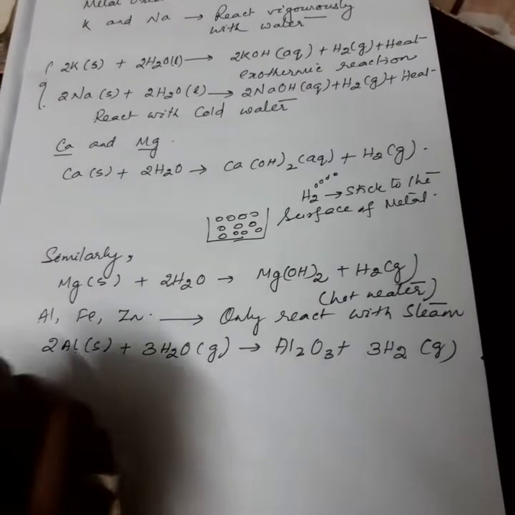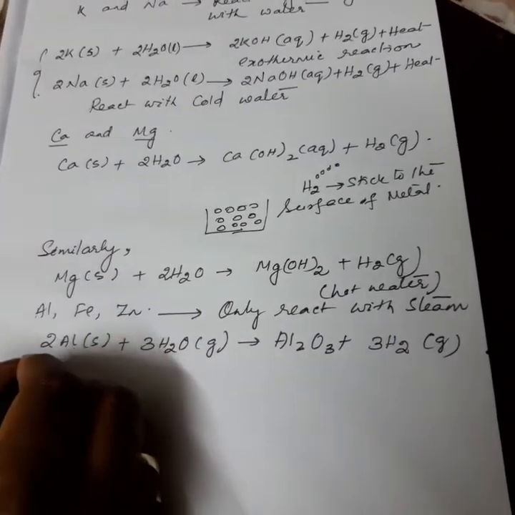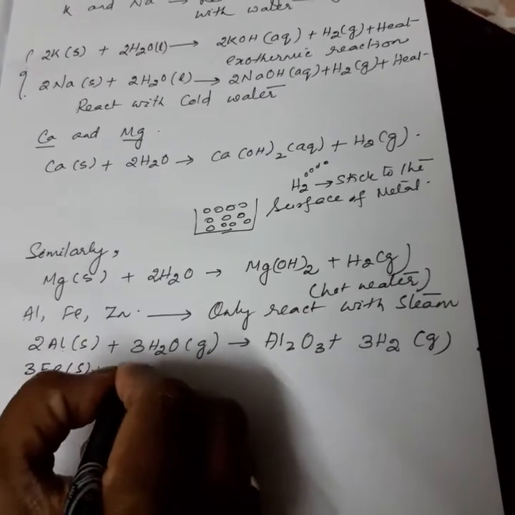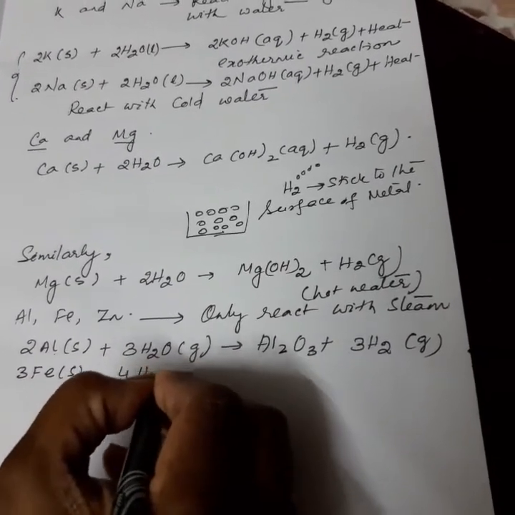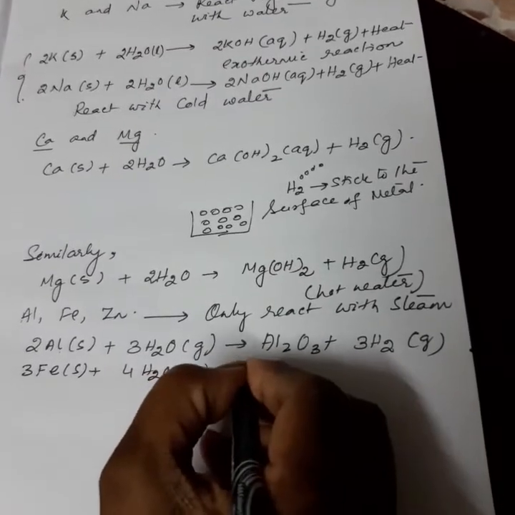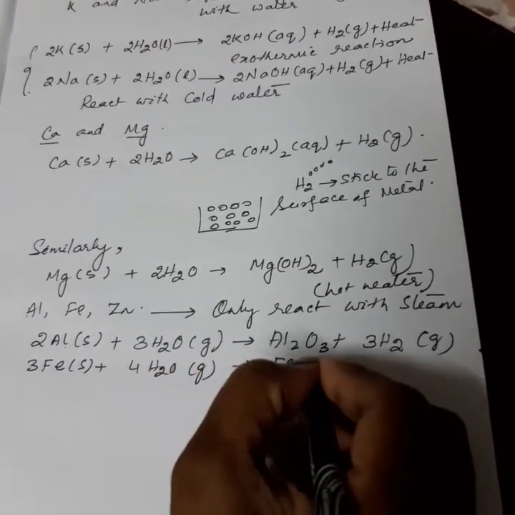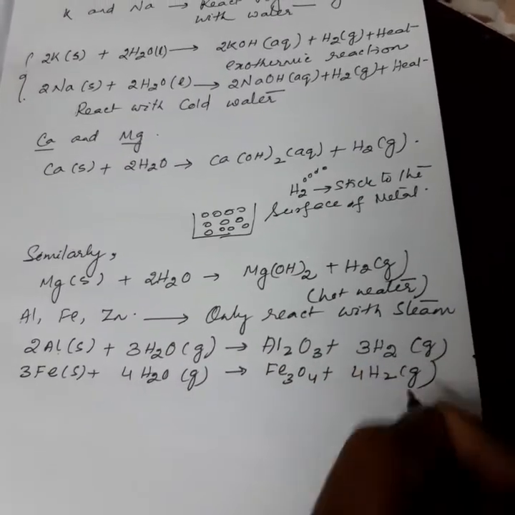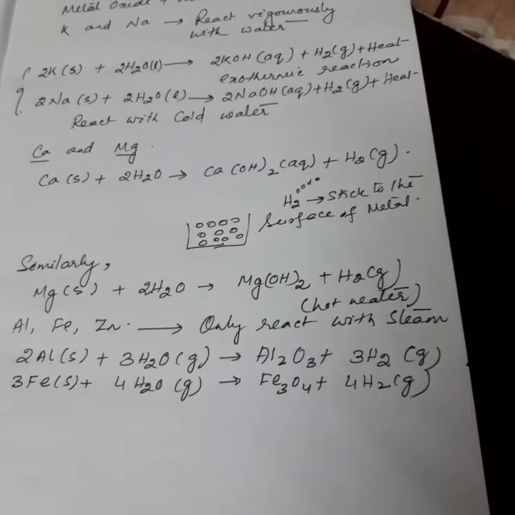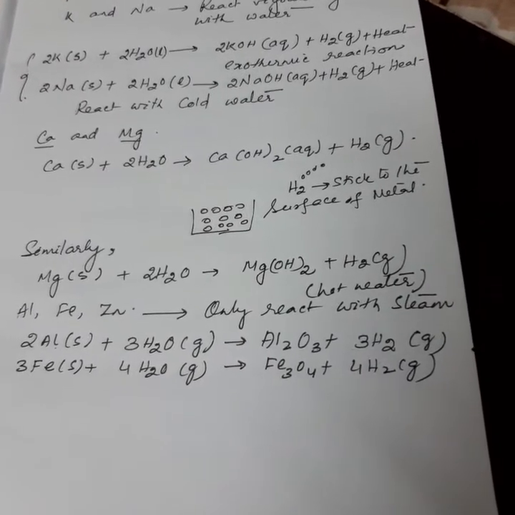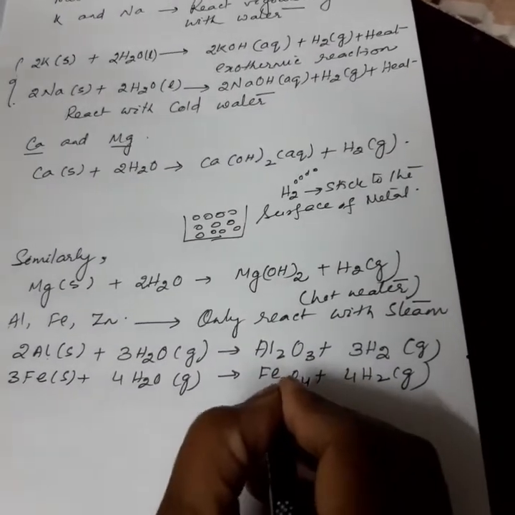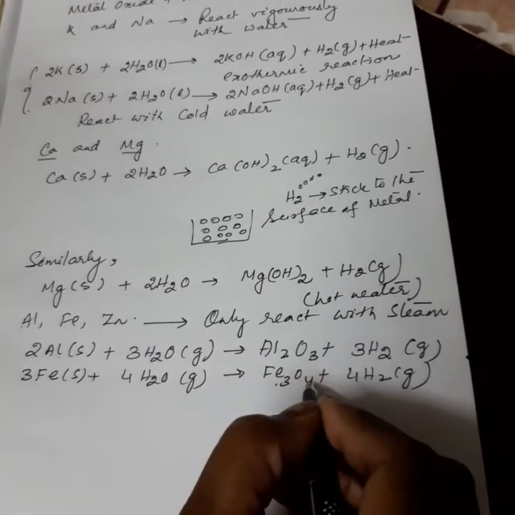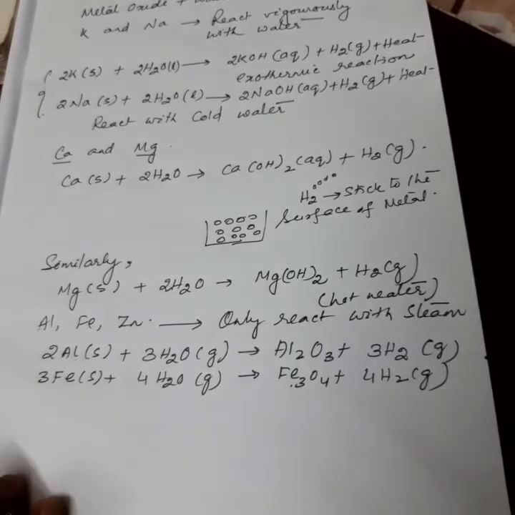Okay. Similarly, for iron, Fe in its solid form plus 4H2O will give rise to Fe3O4 plus 4H2 gas. What is Fe3O4? Ferric tetraoxide or triferric tetraoxide. What do we call it? Ferric tetraoxide, or tetra means 4, triferric tetraoxide. This also we can say.